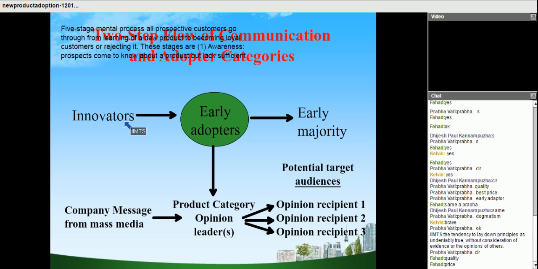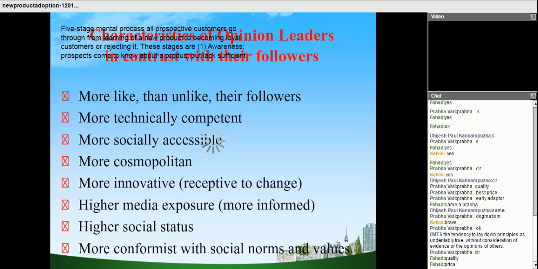You can see this. These are the innovators. These are early adopters, and these are early majority, and then opinion leaders. These are the opinion recipients who follow these opinion leaders. Company message from mass media. These are not important. So this is all about this topic.